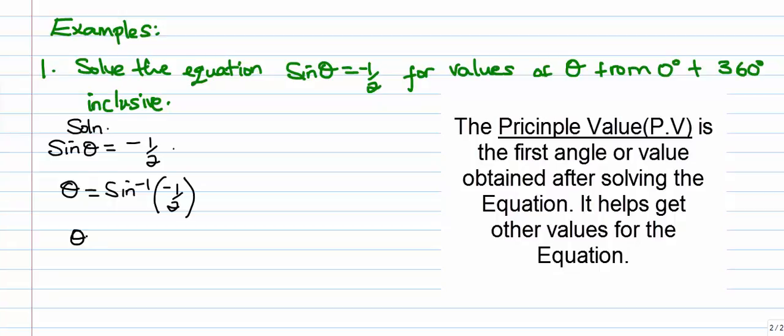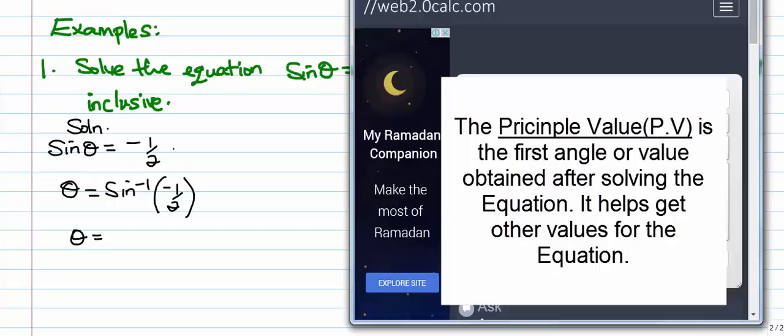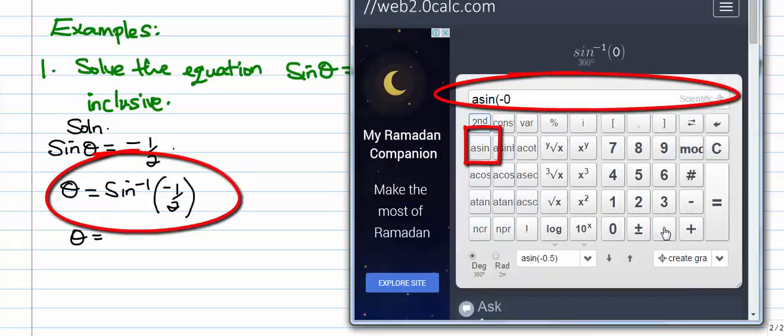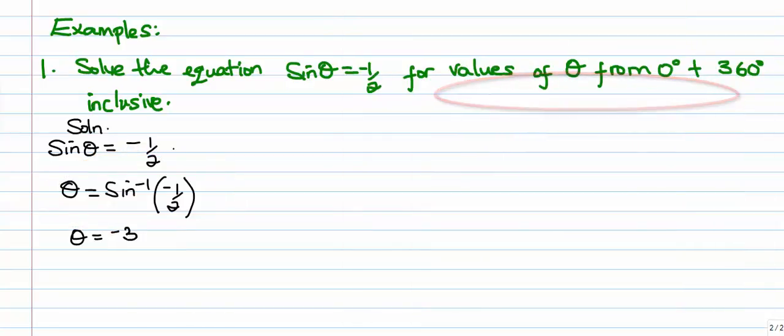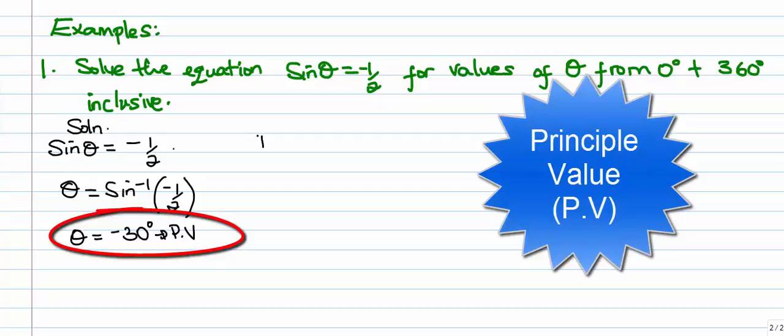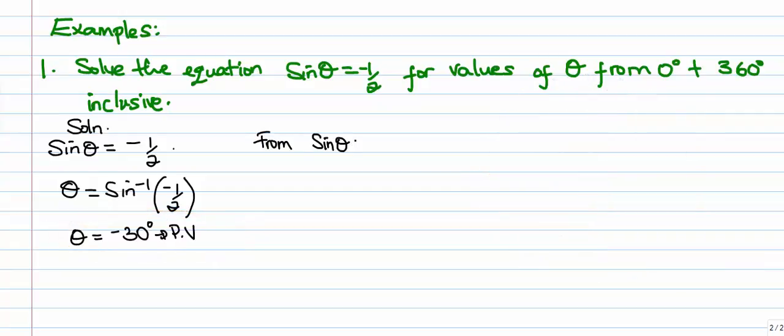So once we solve sine, you know that when sine crosses an equal sign, it becomes an arc sine. And when you get an arc sine of -1/2, like I'm doing there, 1/2 is the same as 0.5, we shall get the angle -30, and that is going to be our principal value. The very first value you get, which is going to help you get the other values of which sine will be equal to -1/2.